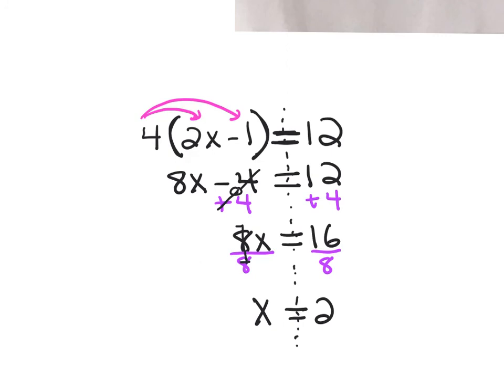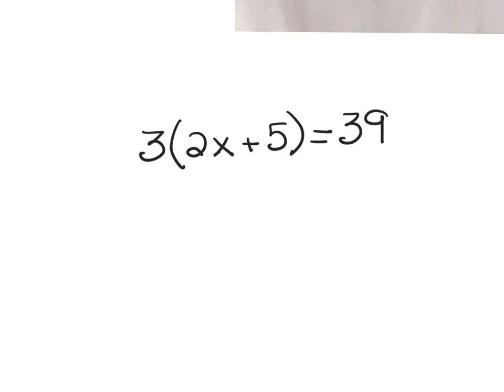All right, let's check your answer. You should have gotten x equals 2. Let's try another one. One last problem. Jot this down on a sheet of paper. 3 times the quantity, 2x plus 5, equals 39.